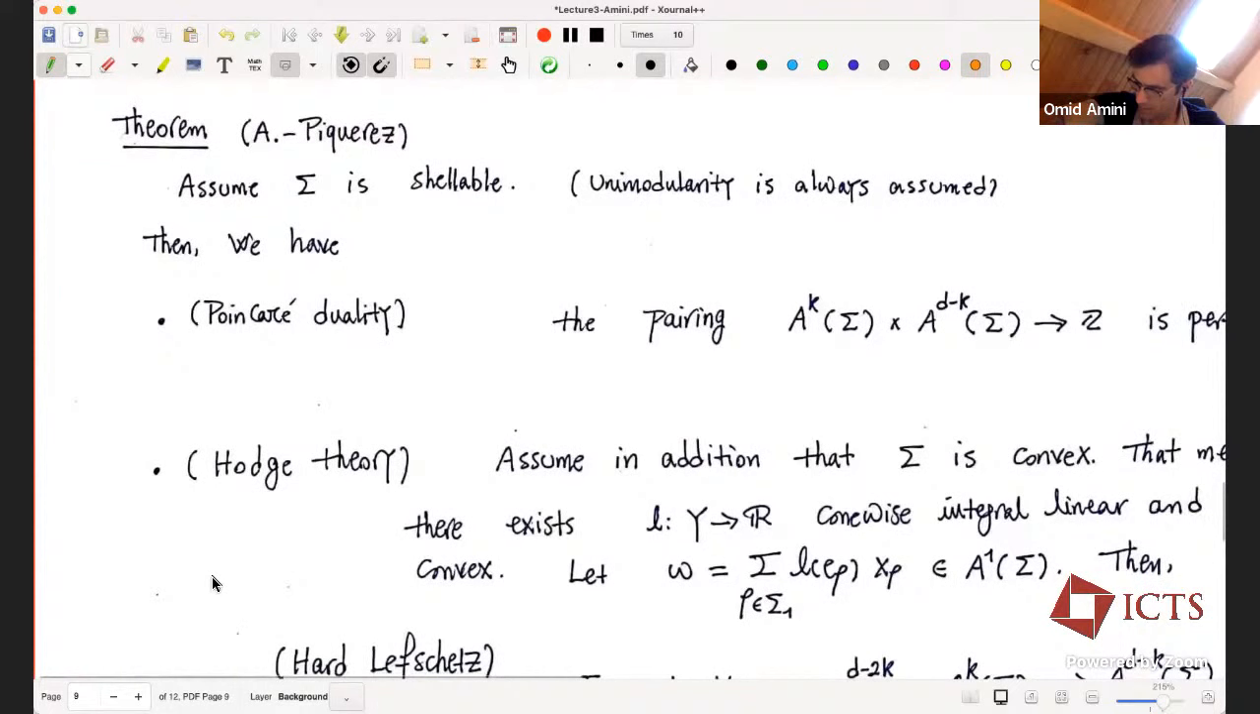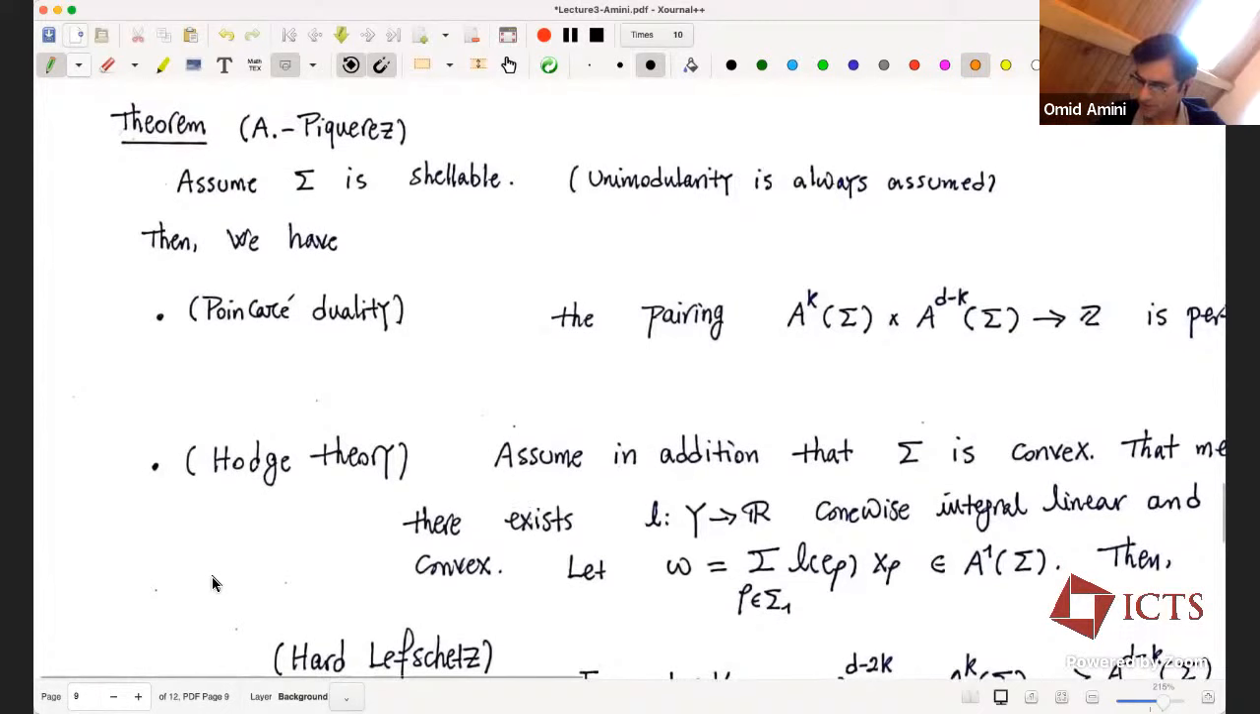Okay, so these are the theorems. Here you assume that sigma is Schellebel. And these are the properties in the meta theorem. The first property is that you have this pairing, which gives a pairing between the kth piece and the d minus kth piece. Then the first property is the analog of Poincaré duality in this setting. So it tells you that this pairing is perfect.